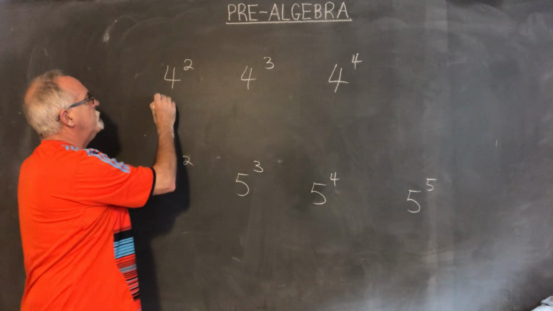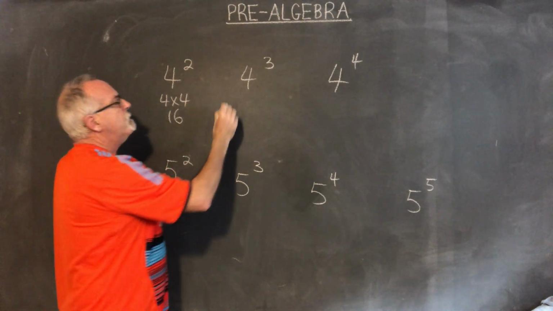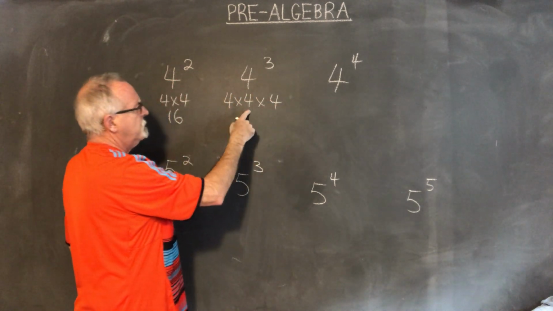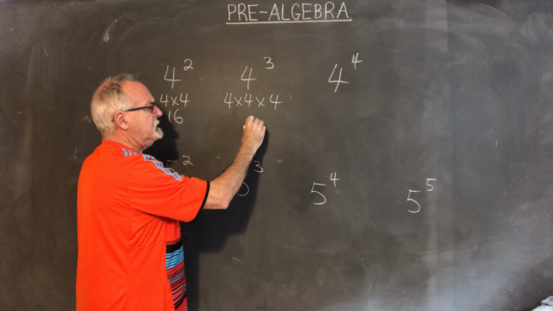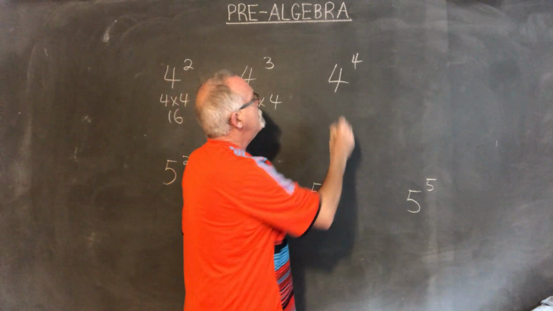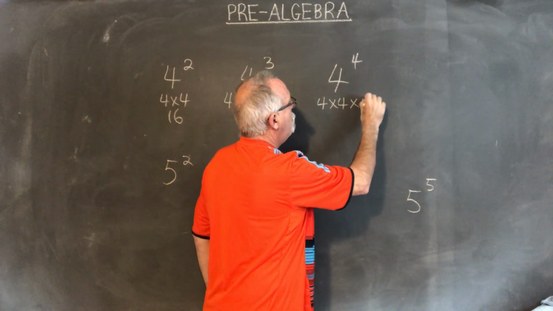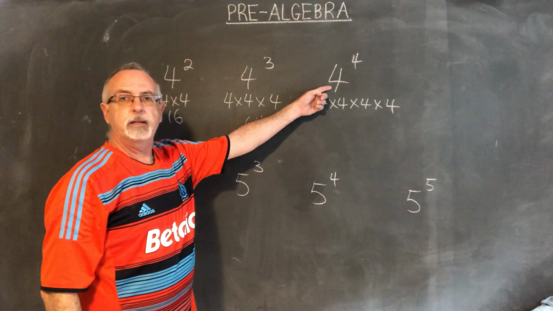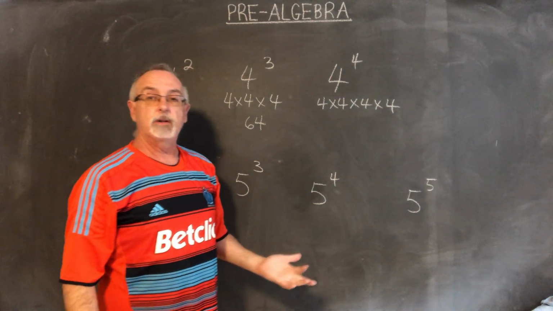4 squared, that's 4 times 4. No problem, that's 16. We knew that. 4 cubed, that's 4 times 4 times 4. 4 times 4 is 16. 16 times 4 is equal to 64. 4 to the 4, 4 to the power of 4. As you see, larger bases combined with larger exponents give us larger answers.